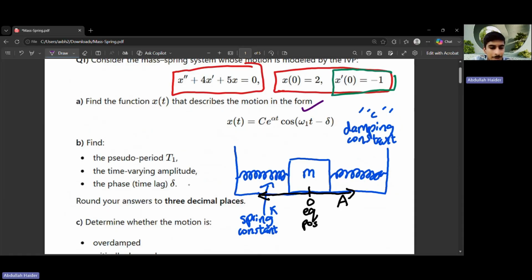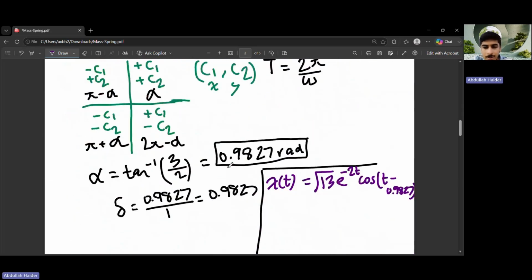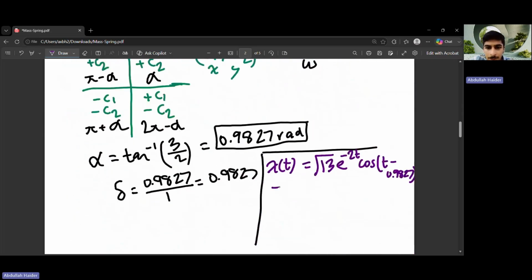So we have found our delta. We need to find our pseudo period and the time varying amplitude. So we need to find our period, which is 2 pi over omega. So 2 pi over 1 is 2 pi seconds. Now we have found the period or the pseudo period.